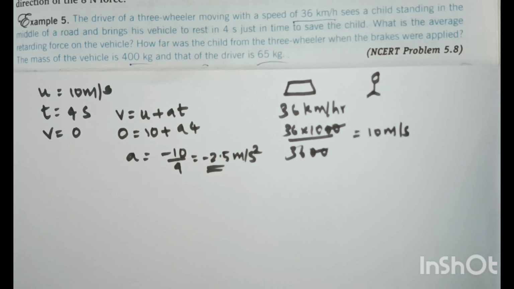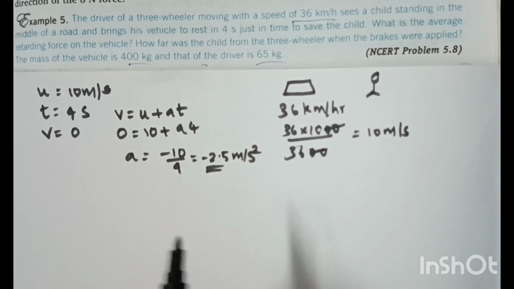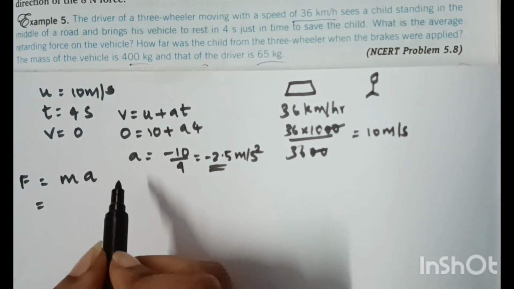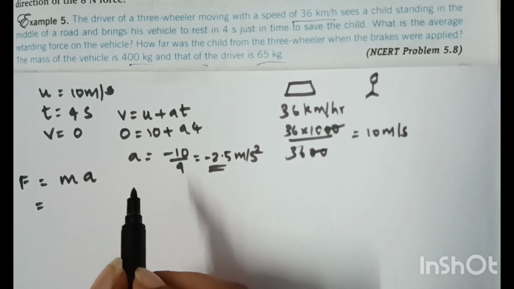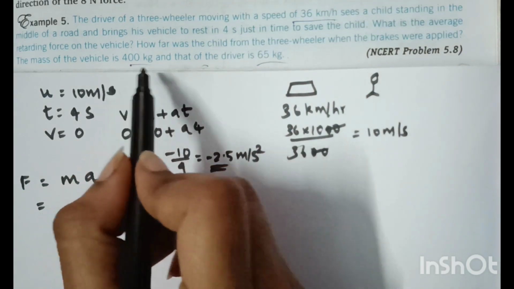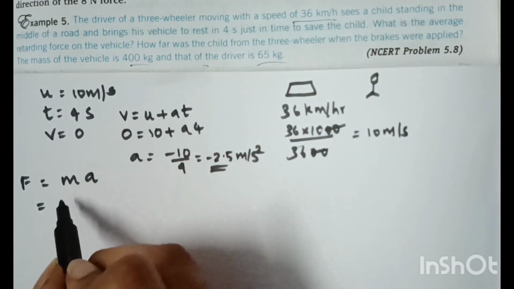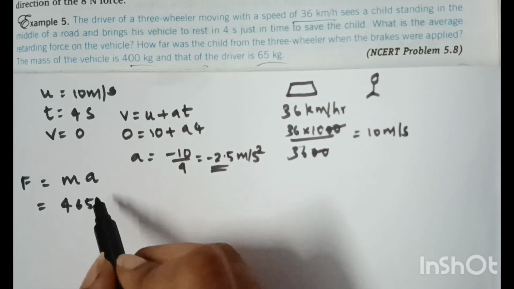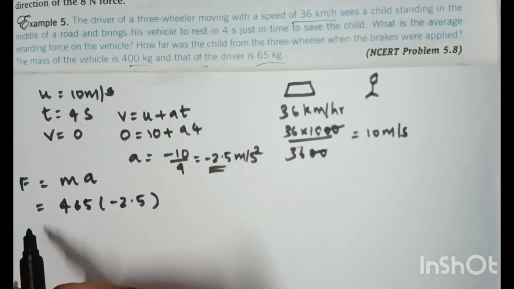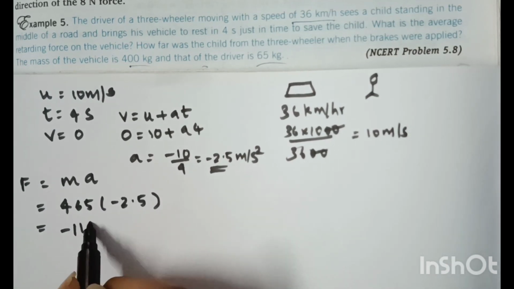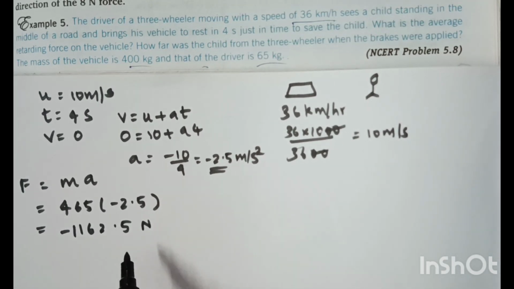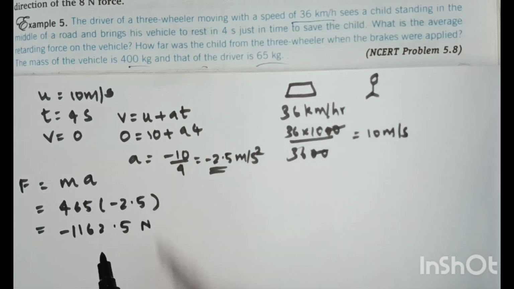So they are asking what is the retarding force on the vehicle. So force is equal to mass into acceleration, that we know. We have acceleration. What is the mass? We have to take the total mass of vehicle and the driver. What is the total mass of vehicle and driver? That is 400 plus 65. So it is 465. That is the mass. Acceleration is minus 2.5 meter per second square. So on multiplication we get minus 1162.5 Newton. This is the retarding force, average retarding force on the vehicle.